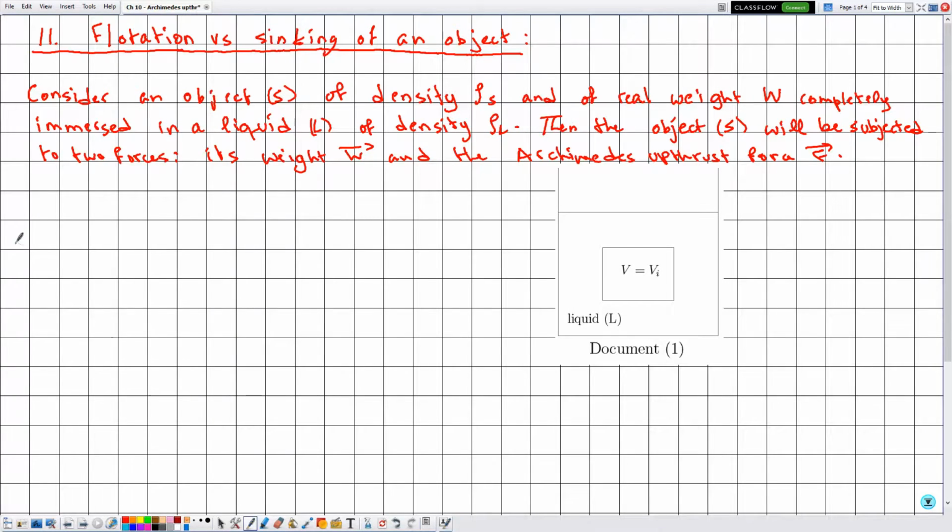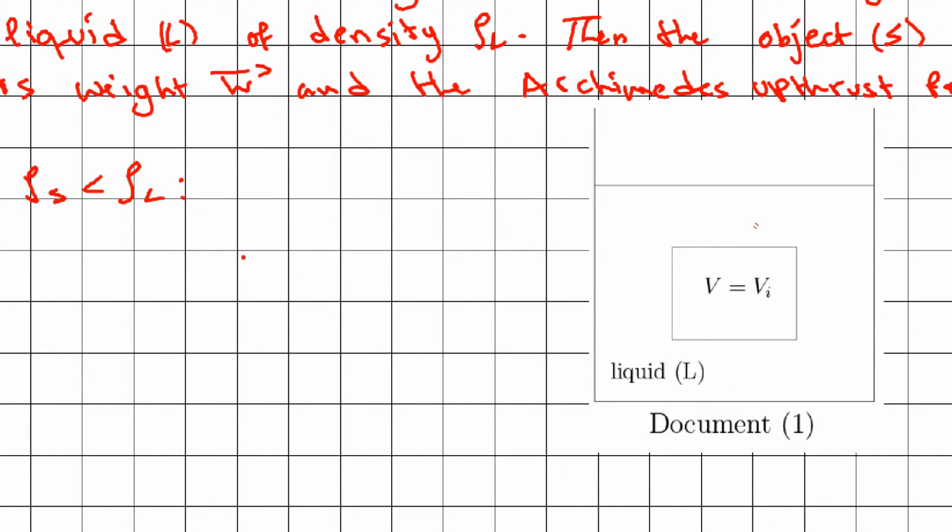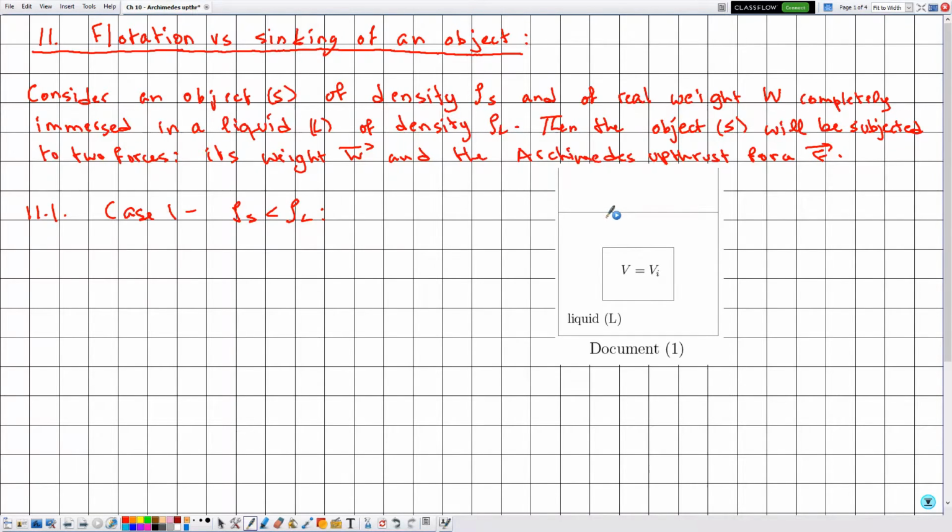Now let's start with the first case, case number 1, which is given by the density of the solid is less than the density of the liquid. So knowing that the density of the solid in this case is less than the density of the liquid, we expect that the solid S will rise to the top. But we need to explain this at the level of the forces.